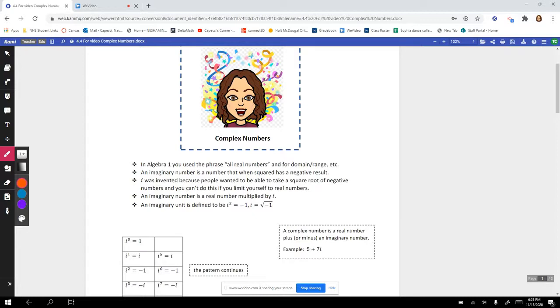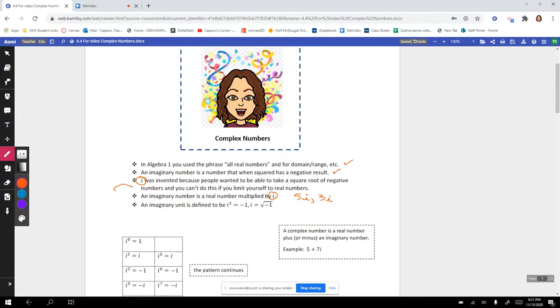An imaginary number is a number that when squared has a negative result, which again is very different from what you've done in Algebra 1. The letter i, which stands for imaginary number, was invented because people wanted to be able to take a square root of a negative number. And you can't do this if you limit yourself just to real numbers. So an imaginary number is a real number multiplied by i. So I could have 5i, I could have 3i.